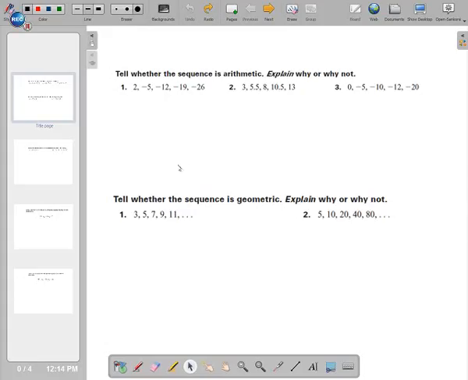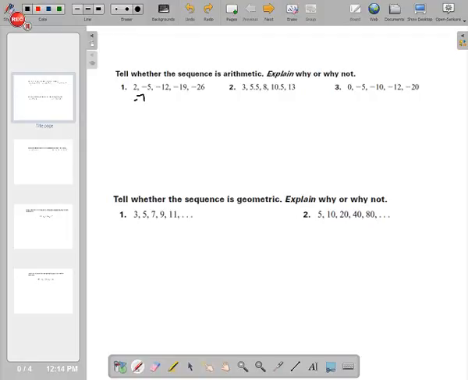Gentlemen, we're going to do a little arithmetic and geometric sequence practice here. So this is from last night's homework, if you have that. The first thing we're going to do is distinguish between arithmetic and geometric sequences. So an arithmetic sequence is one where they add the same number over and over again.